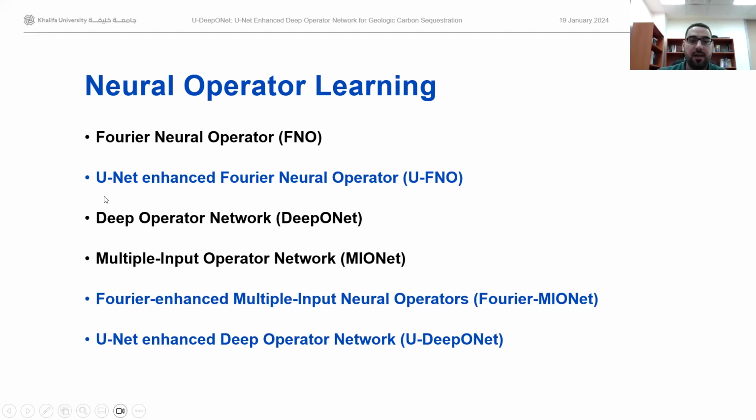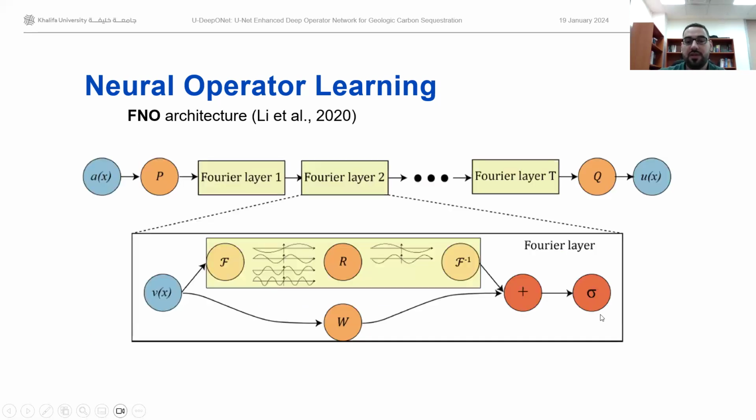The reason I highlighted these three in blue is that the UFNO, the Fourier MIONet and U-DeepONet have all been benchmarked on the same data set that I described earlier. And this allows us to easily compare between the three architectures and contrast the different attributes and benefits of using a specific architecture. So I'm sure many of you are familiar with this picture.